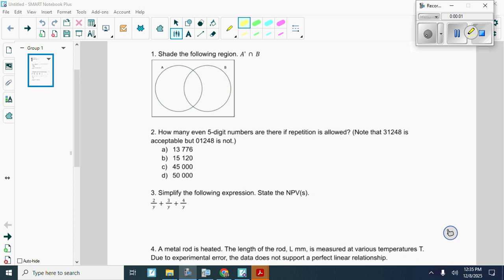Let's look at our review quiz. See how we're doing? Okay, so shade in the region A naught intersection with B. A naught, basically, if we circled A naught, would be everything outside of A, but then it has to intersect with B. So this is this guy right here. That's everything outside of A intersected with B.